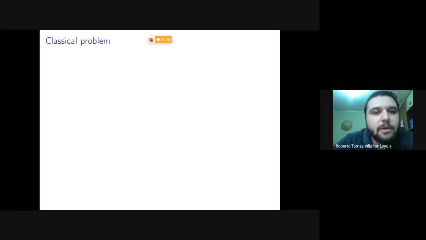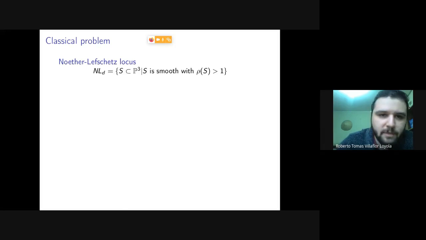Now I will move to my main results. First of all, I want to recall the classical problem about surfaces. I have to introduce the Noether-Lefschetz locus, which is the locus of surfaces of a fixed degree D in the projective space of dimension 3, which are smooth and have a Picard number bigger than 1. This means that not all curves inside S are obtained by intersecting S with another surface. There are some other curves that you cannot obtain in this way, some divisors which are not necessarily very ample.